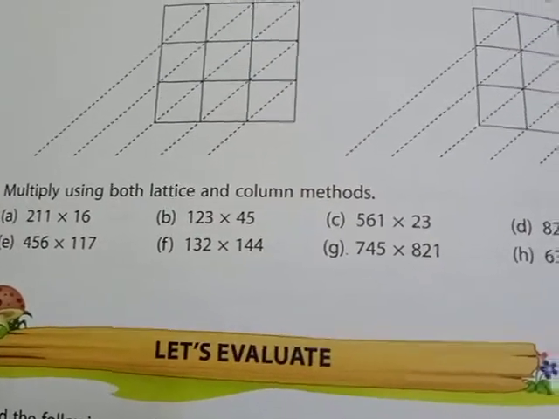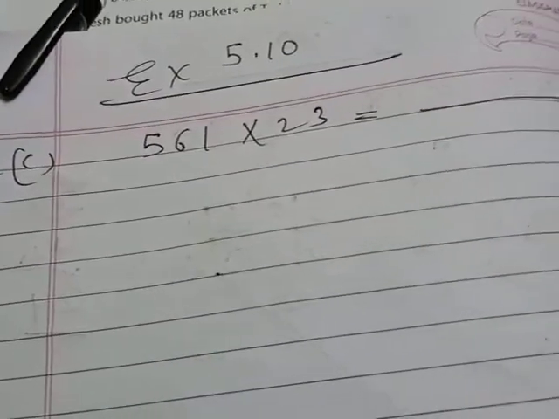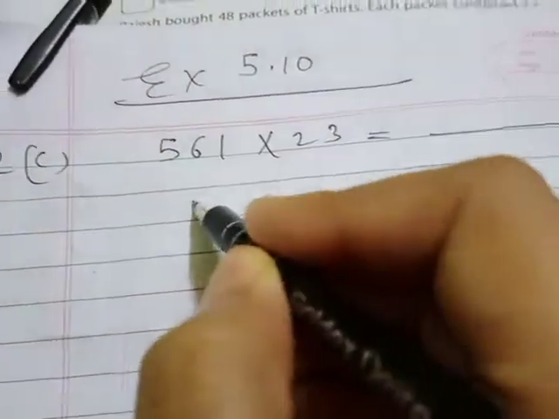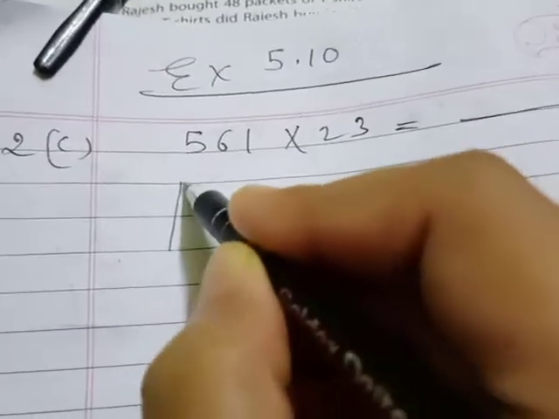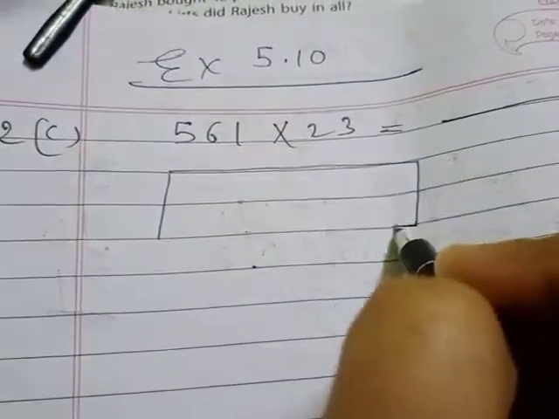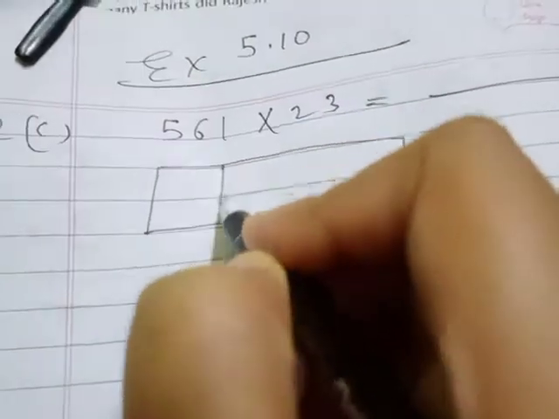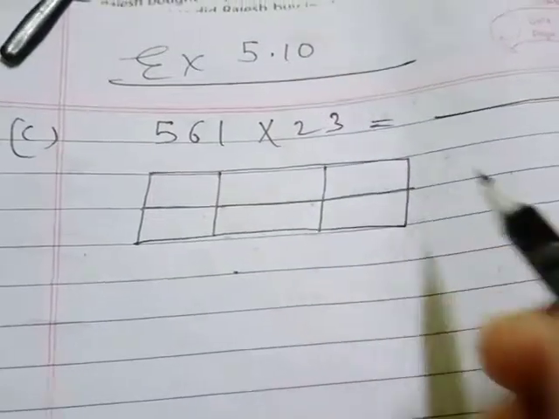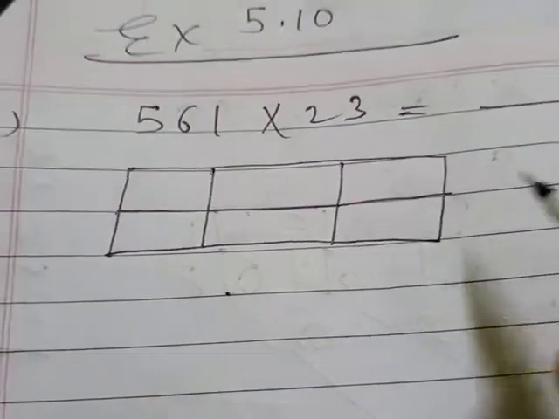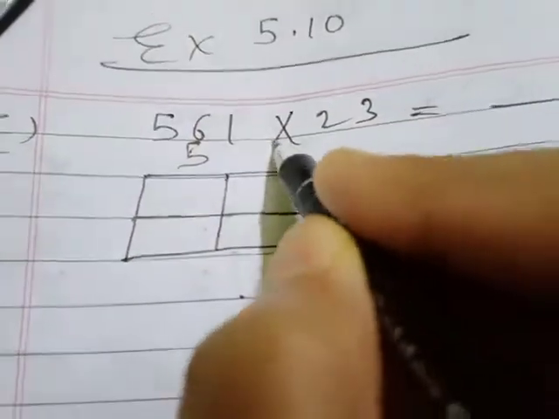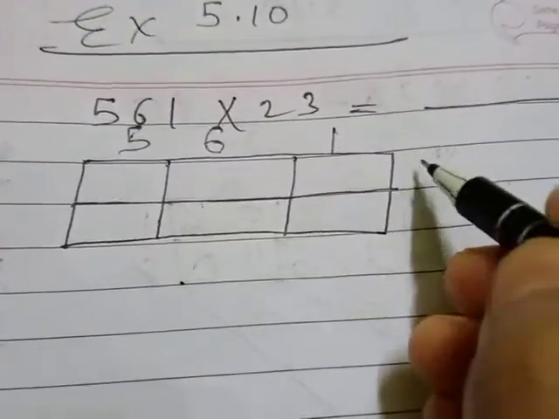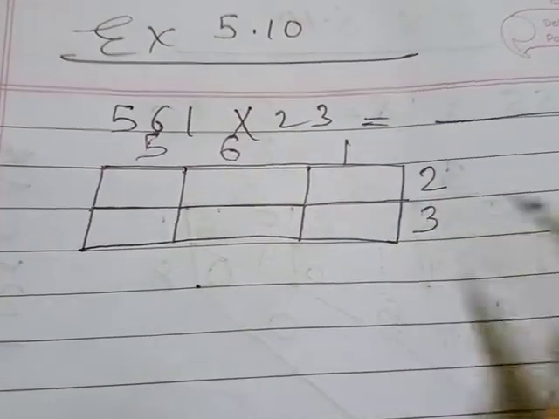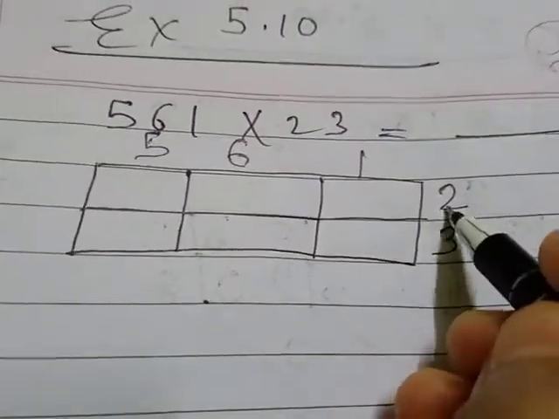561 into 23. This question we have to solve using the lattice method, and also the column method. So first of all, the lattice method we will do. For this we will make a box like this. Because we have a 2-digit multiplier, we need only a small box like this of 2 lines. The multiplicand will be written on the top side of the grid, and the multiplier will be written on the side. Again we will multiply 2 with 1.